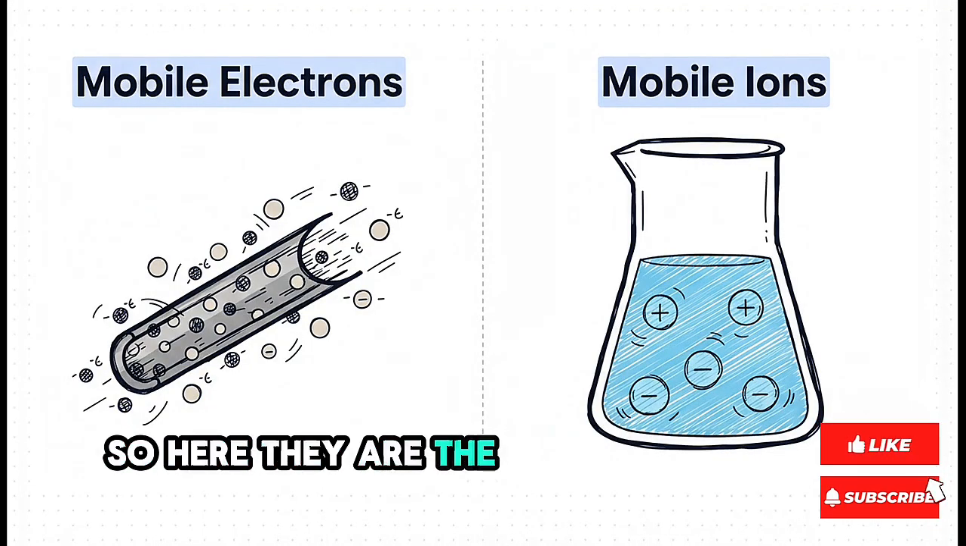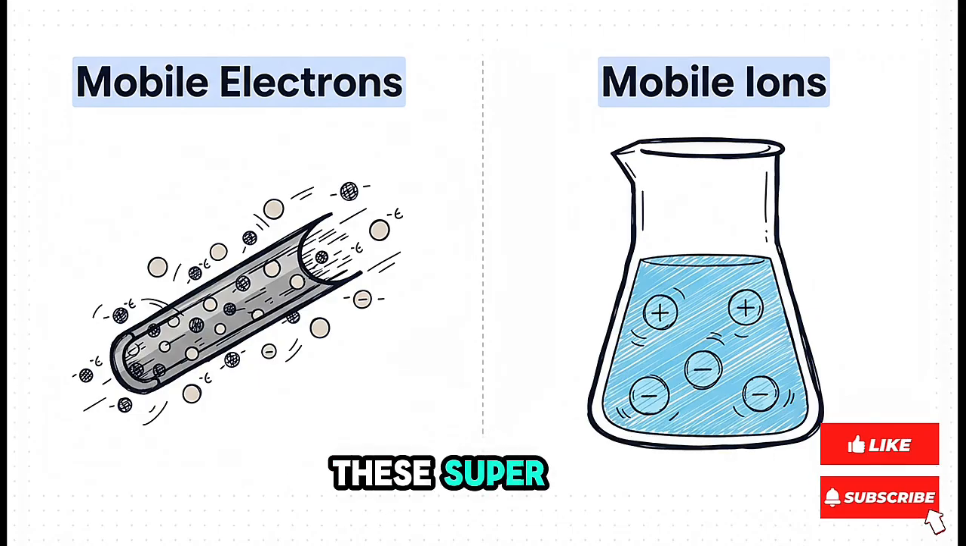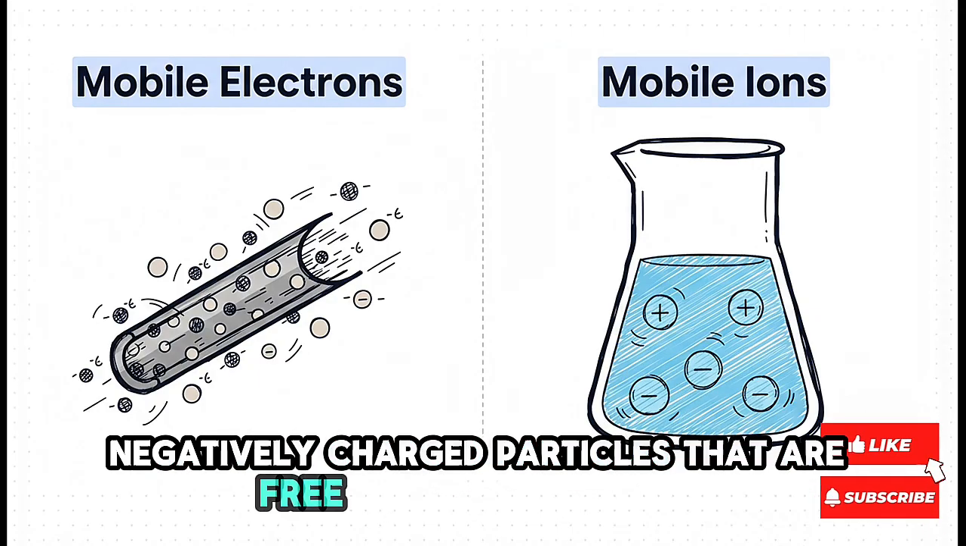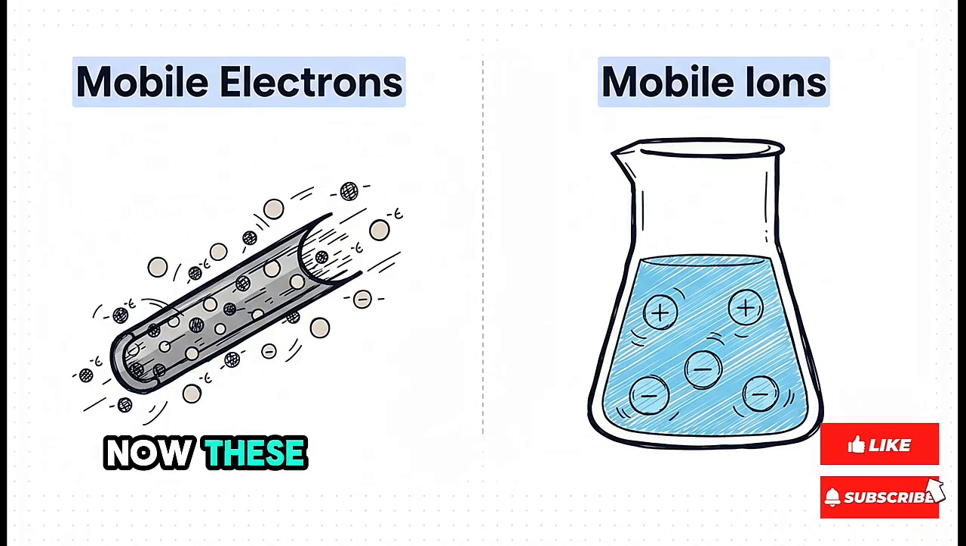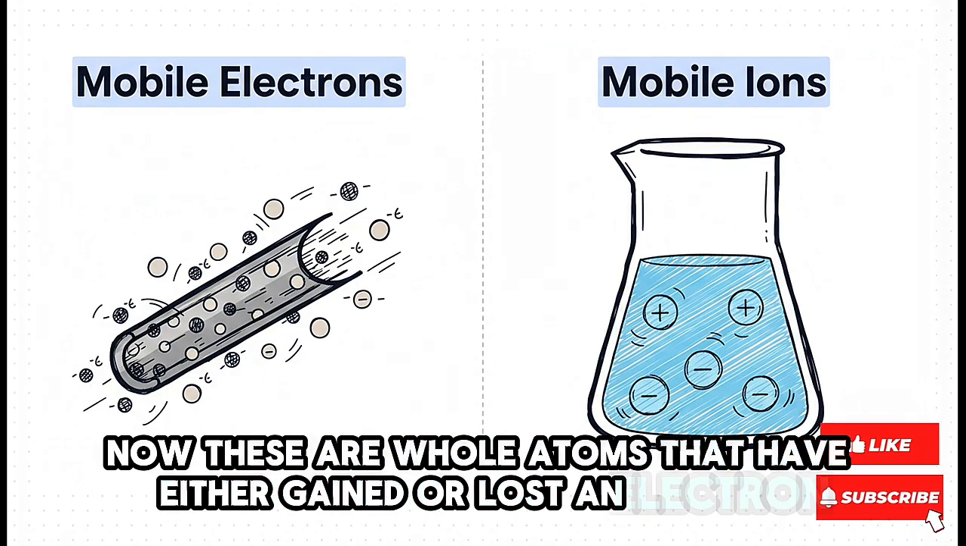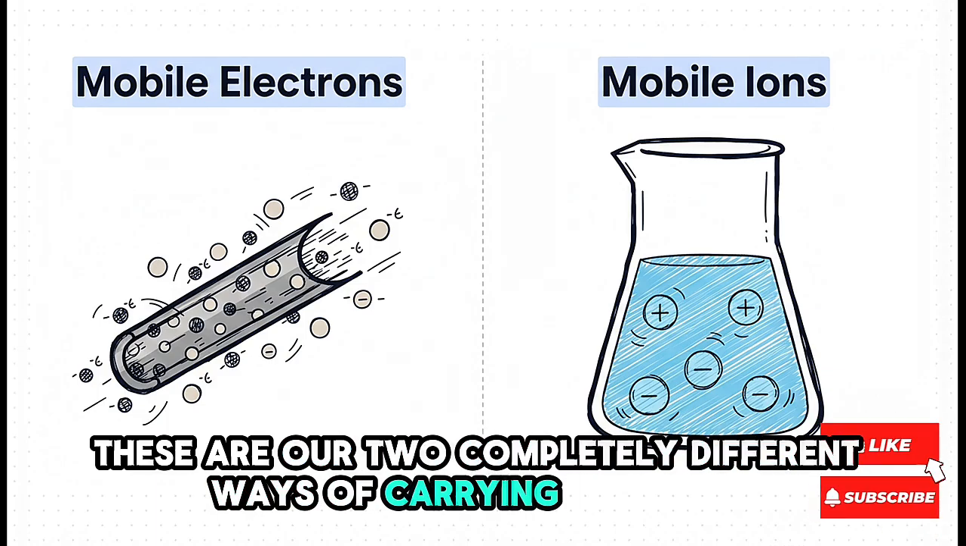So here they are, the two main players in our story. On one side, you've got mobile electrons, these super tiny, negatively charged particles that are free to just zip around. And on the other side, you have mobile ions. Now, these are whole atoms that have either gained or lost an electron, which gives them a charge. These are our two completely different ways of carrying a current.